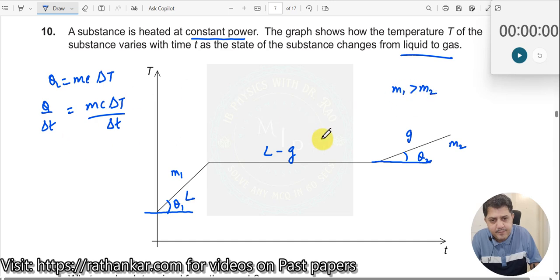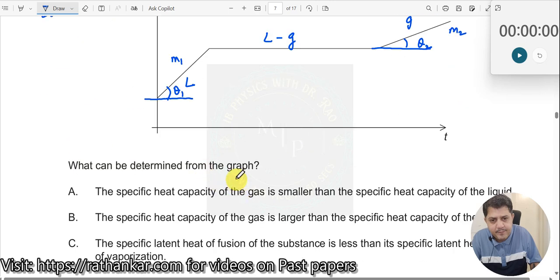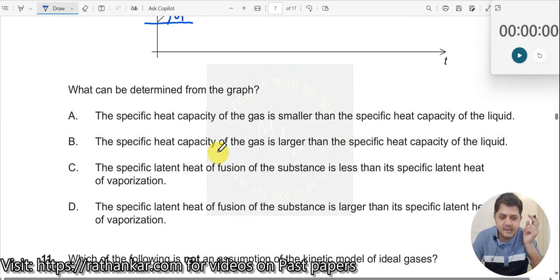Now let us read the question. What can be determined from the graph? The specific heat capacity of the gas is smaller than the specific heat capacity of the liquid. Definitely this cannot be a right answer. Specific heat capacity is always higher for a gas as compared to that of a liquid. Don't jump to conclusions, this is a general statement I'm putting. So definitely this is incorrect. We'll infer it from the graph also later on, but just give me some time.